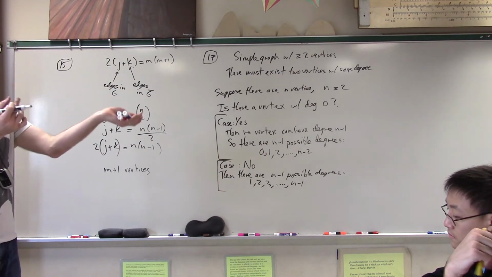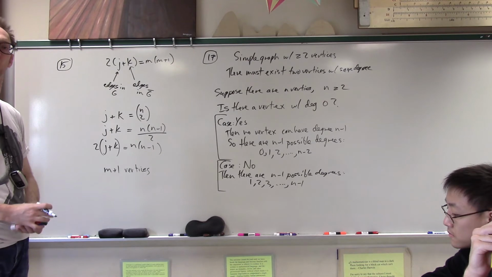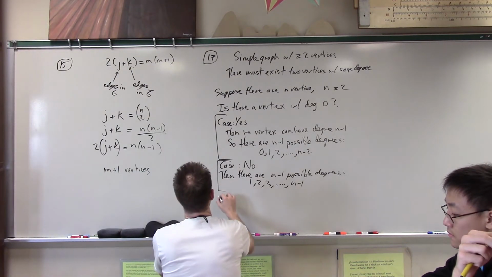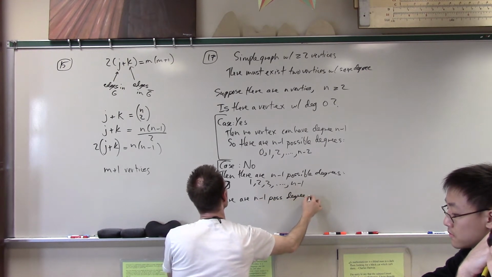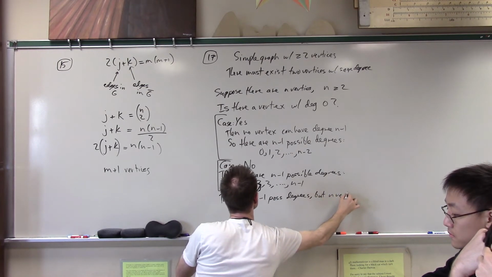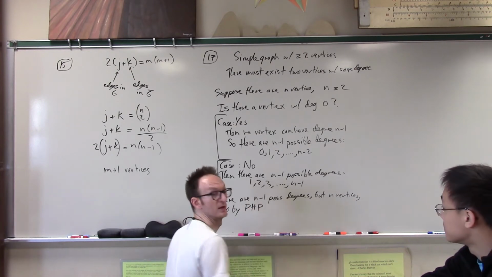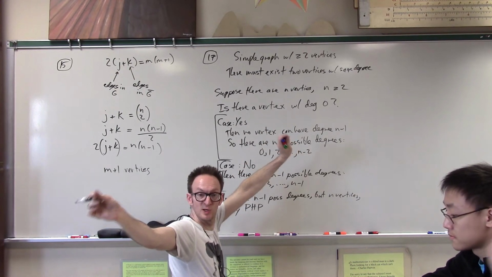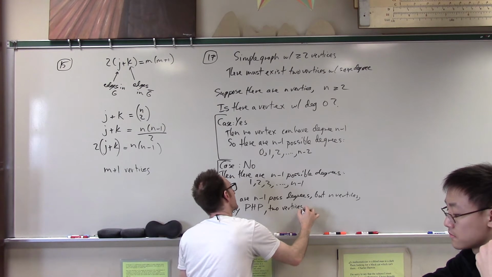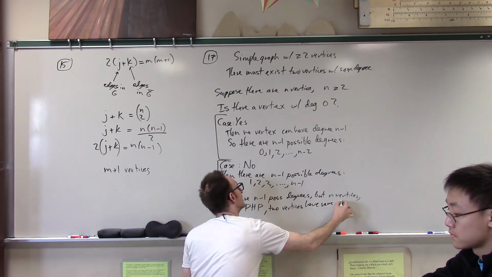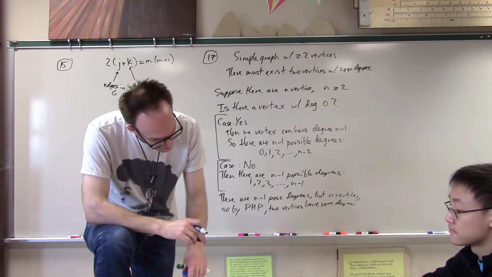Okay, so in either one of those two cases, does everyone now agree that there are really only n minus 1 possible degrees, right? So now there are n minus 1 possible degrees, but n vertices. So by the pigeonhole principle, n minus 1 possible pigeonholes, n pigeons, two vertices have the same degree. All right, how we doing? Good? Okay, good. We push on.